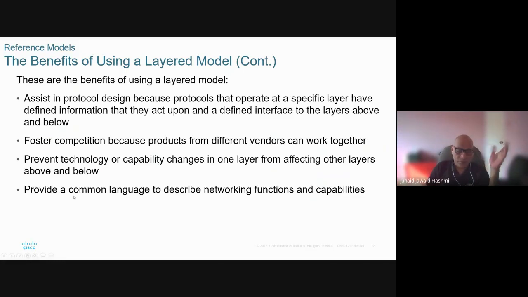It also prevents, if there's a change in technology in one layer, changing the other layers, and also provides a common language, function and capability. So that's what the OSI layer is.